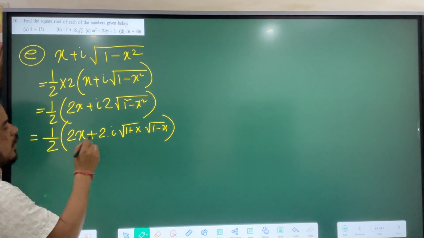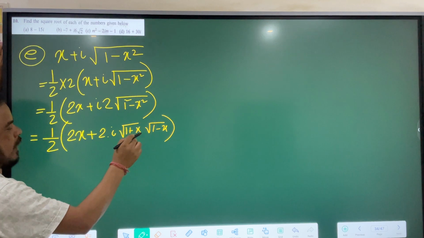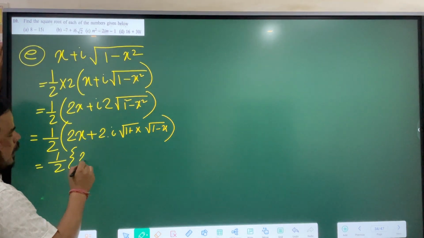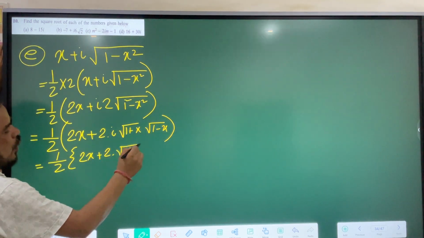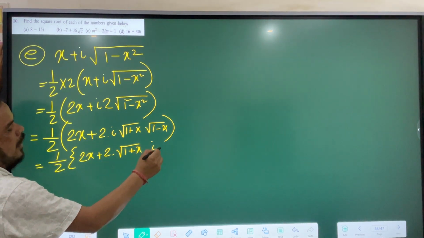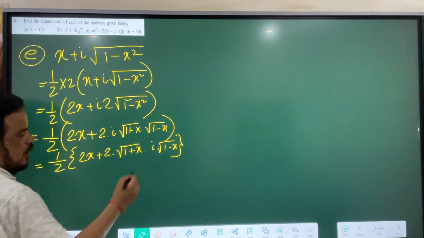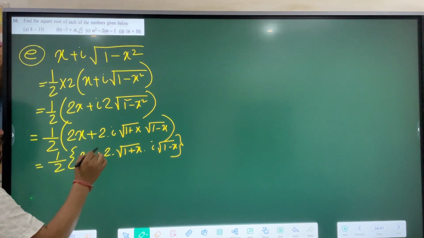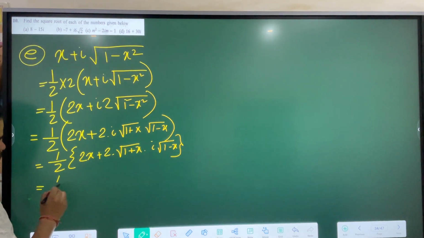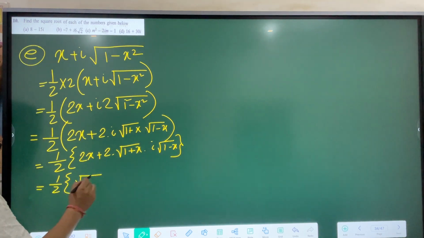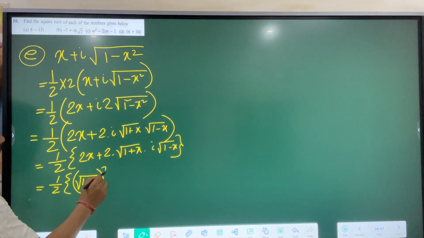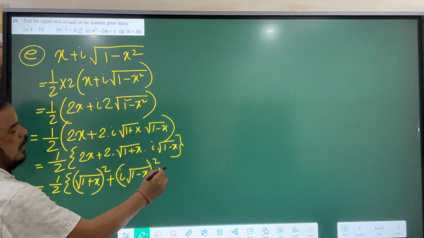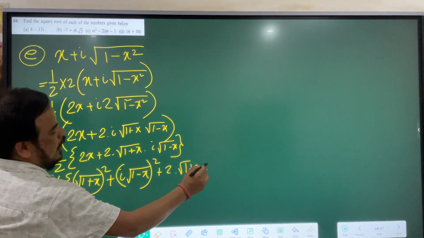Now i. We will keep i for 1 plus x or 1 minus x. This is a positive number, so we will keep 2 square root of (1 plus x), i square root of (1 minus x). Which is the smaller number, i is taken for it, because this is a positive number. Now 2ab, 1 by 2. This is a square. This is b square. Then 2ab.